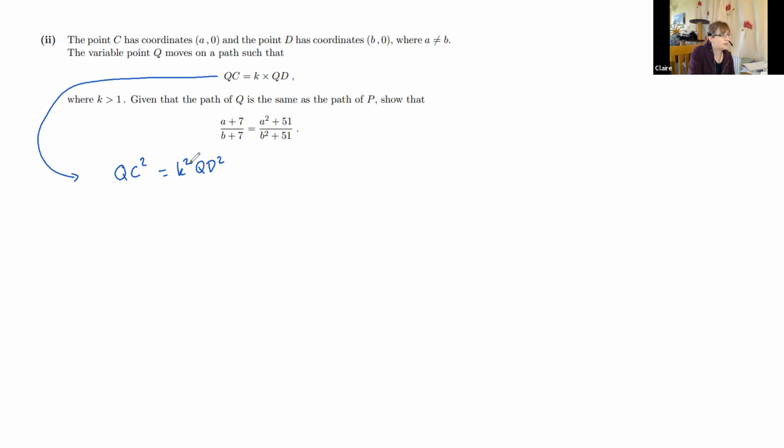QC, the distance between Q, which we'll say has coordinates x, y, and C, which is A, 0, is going to be x minus A squared plus y squared. And because we're looking at the distance squared, we don't need to bother with the square root. And then this side, QD, is x minus B squared plus y squared.